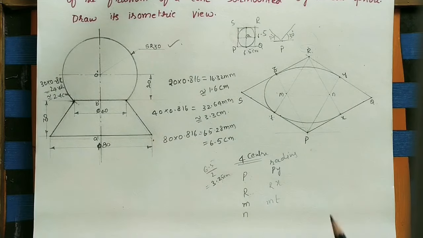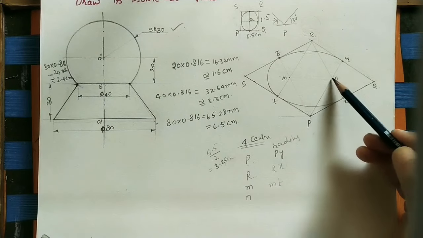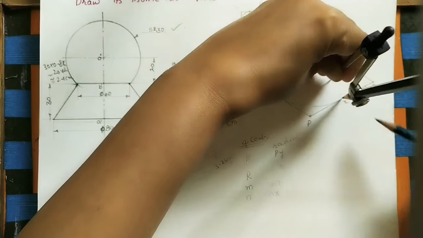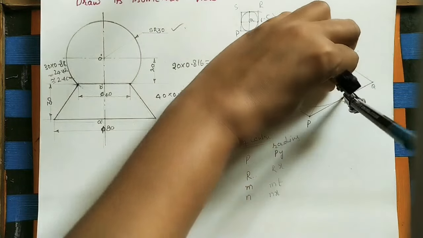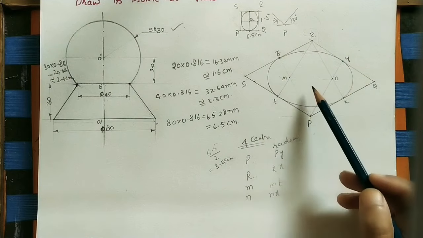Okay, next, after getting this arc, take the next center, N center, NY and NX. Both have the same length. Okay, by using the compass, join these two points like this. So we got this circular part as an ellipse in isometric view.